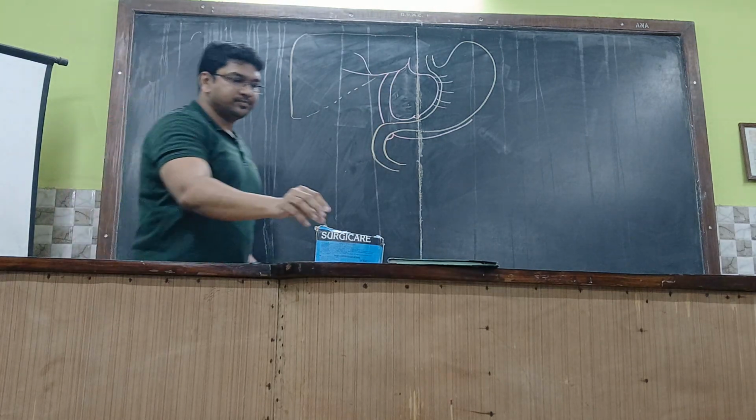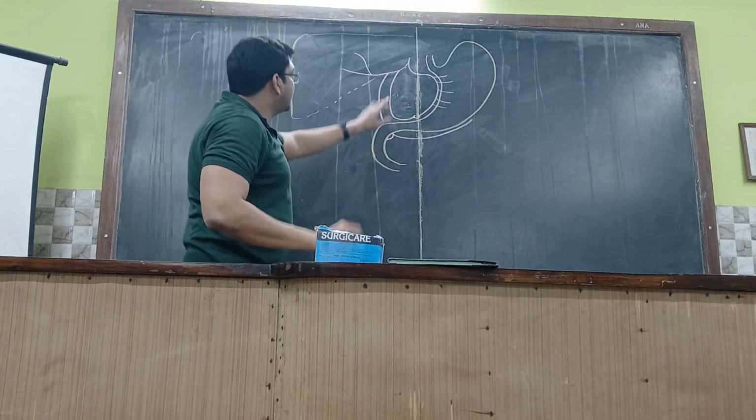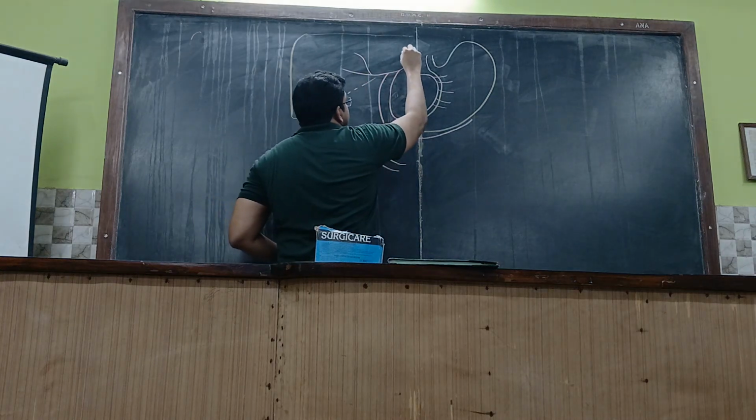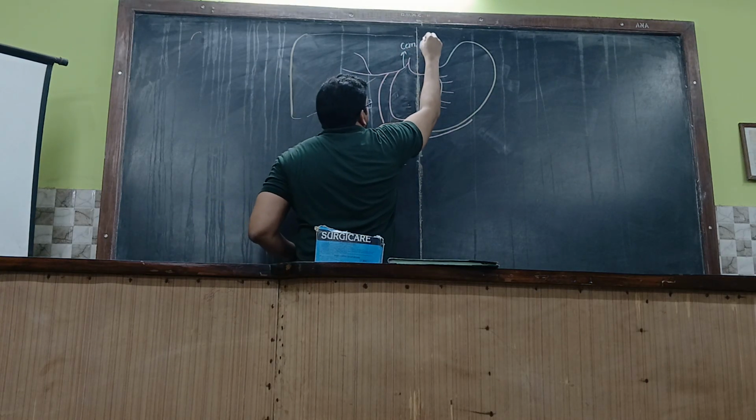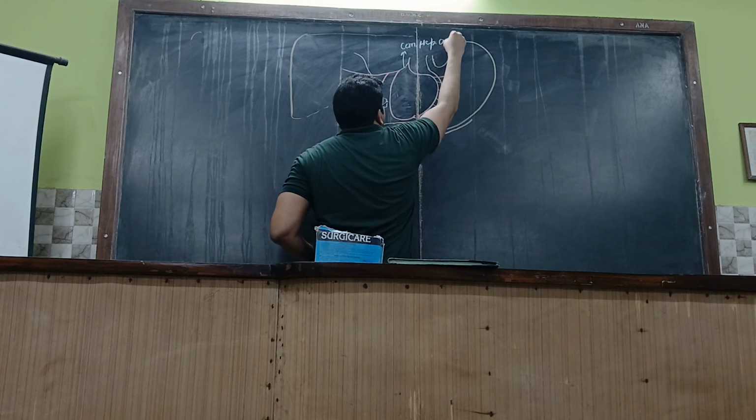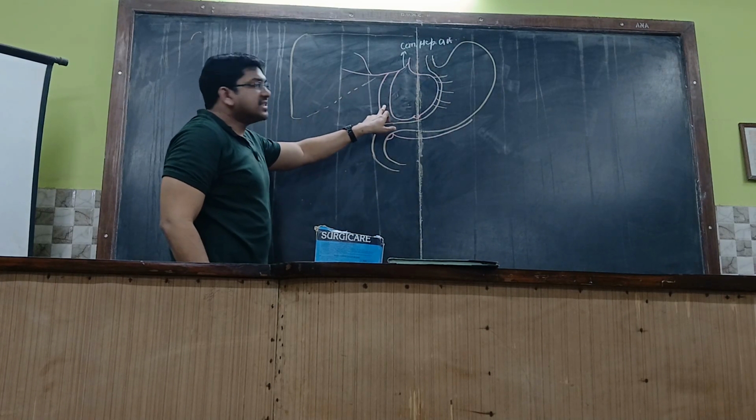Okay, let us see that. First of all, this is the common hepatic artery. This small part is the common hepatic artery, which gives rise to two branches over here.